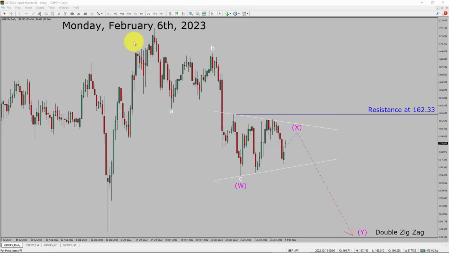Today is Monday, February 6th, 2023. I am going to analyze GBPJPY currency pair. Let us start the top to bottom Elliott wave analysis.